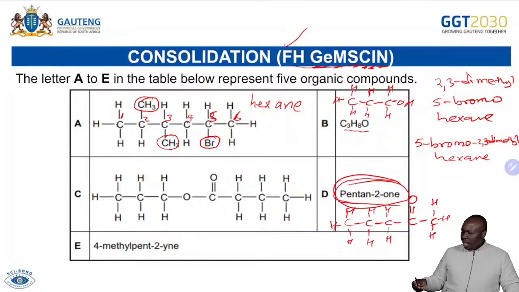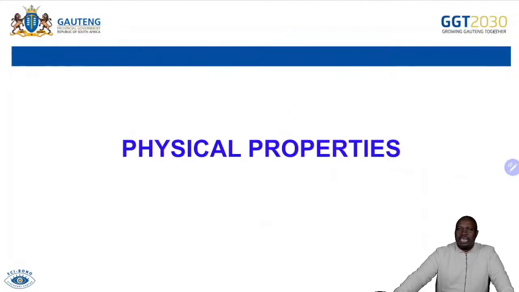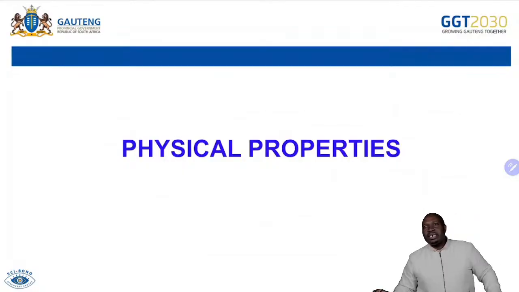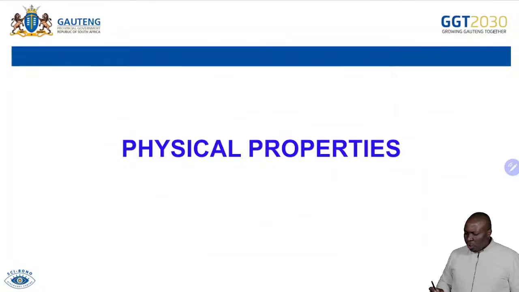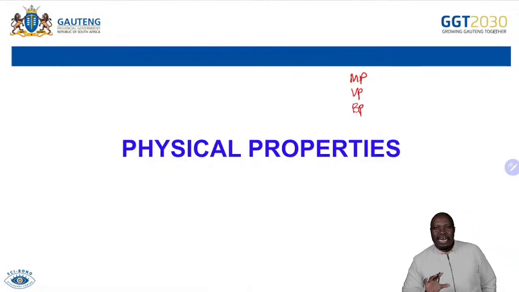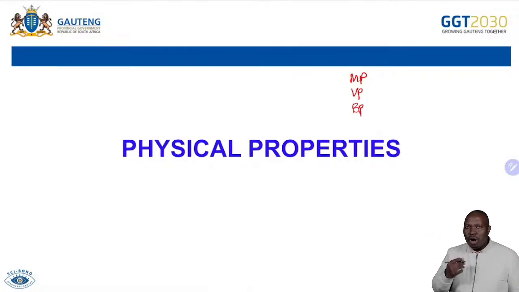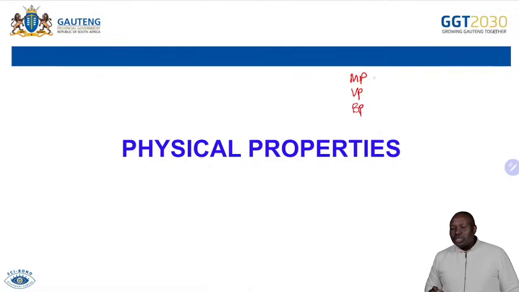Now, if I don't waste time, I want to talk about physical properties. Physical properties, as indicated, under physical properties, we don't do much. We're talking melting point. We're talking here vapor pressure. We're talking here boiling point. I have my reasons why I'm arranging them like that. Because we are having a melting point. We're saying melting point is not a point.